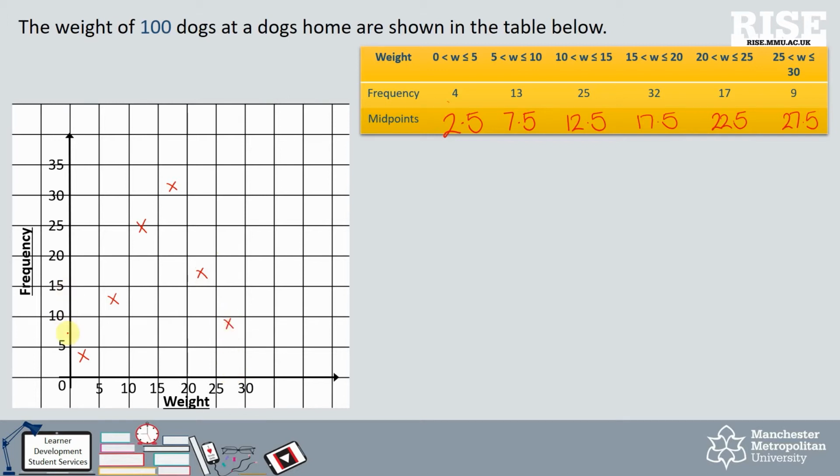To finish it off into a frequency polygon, join the first point to the second point with a straight line, then the second to the third, third to the fourth, fourth to the fifth, and the fifth to the sixth. Of course, in real life, you could use a ruler to do this and it would be a lot neater. But I can see the general trend of the data and where the modal weights lie.